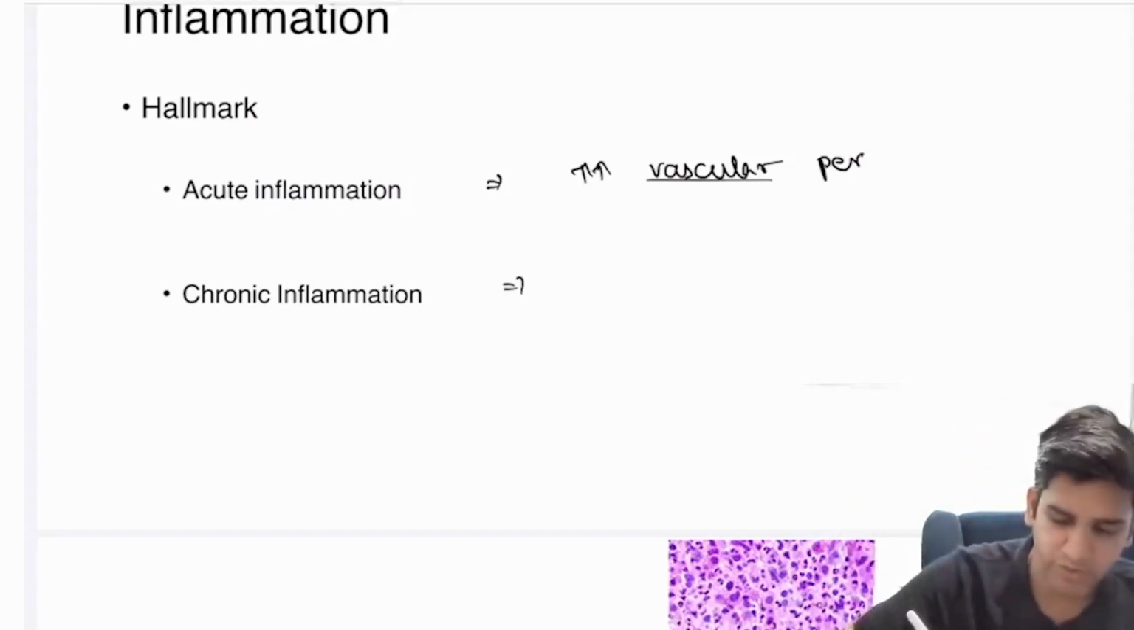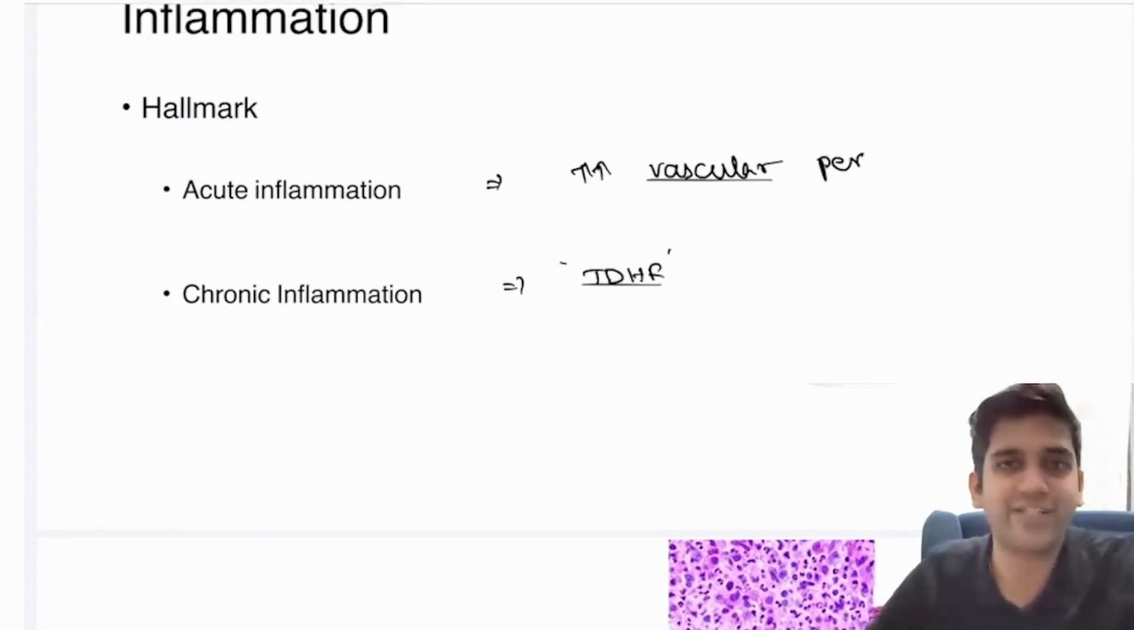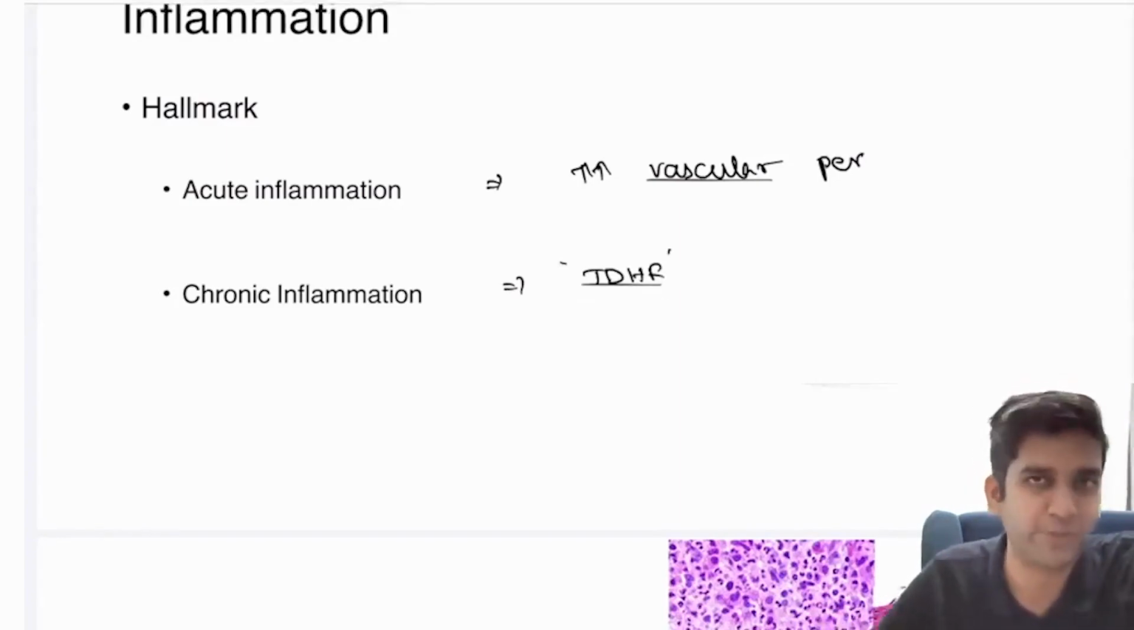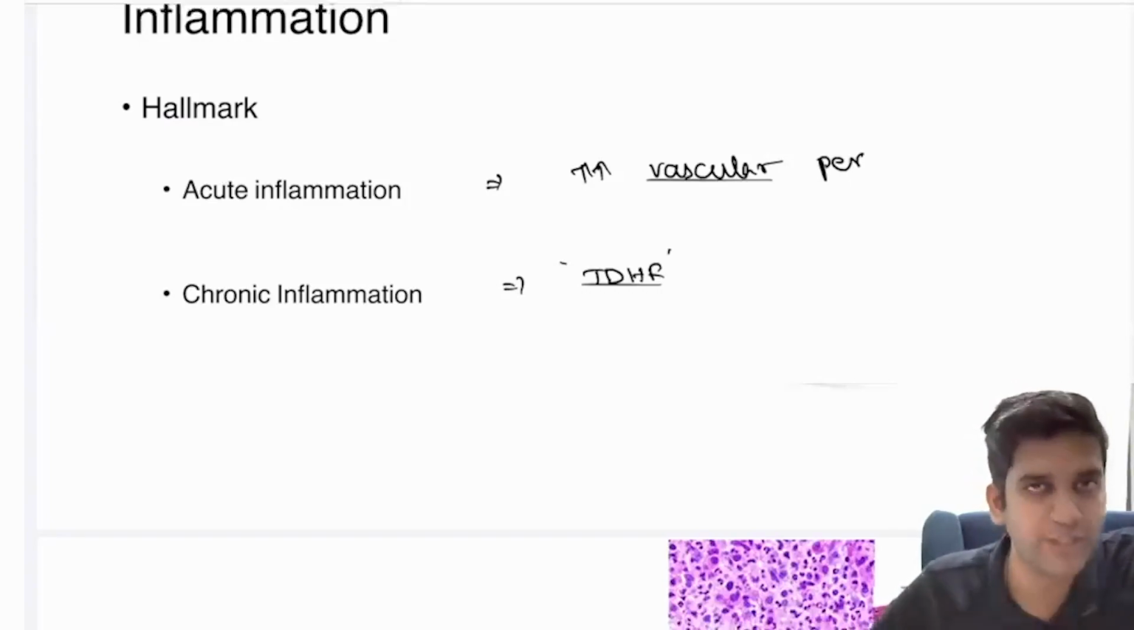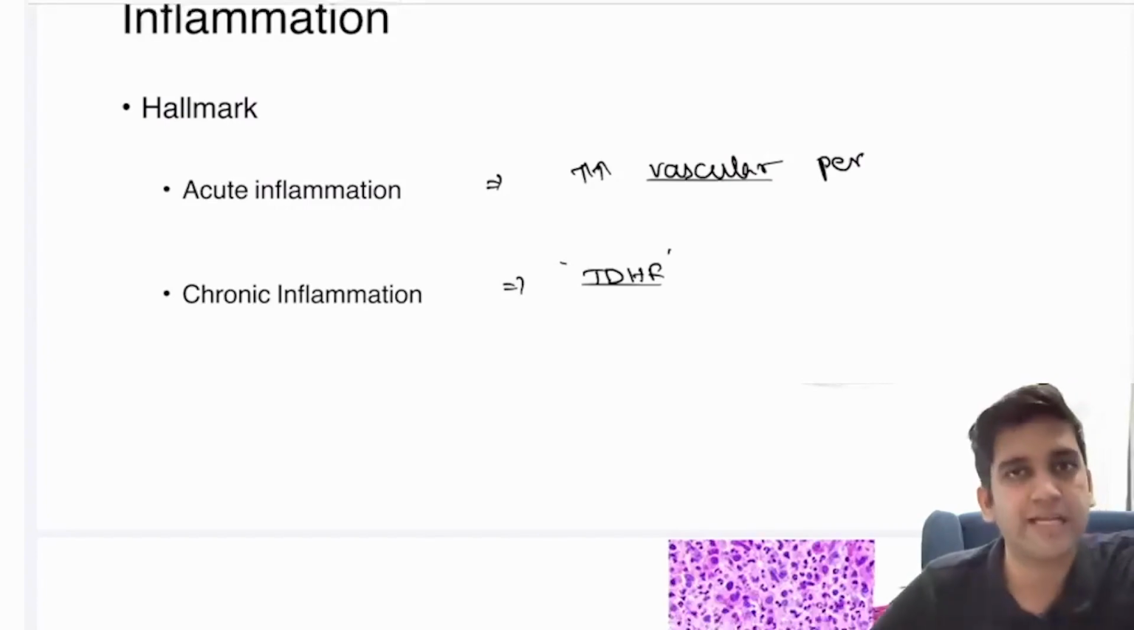Chronic inflammation, we know. There's a famous one, right? I love this one. TDHF: Tissue destruction, healing by fibrosis. Whatever chronic inflammatory state happens in the body, it will destroy that tissue and heal by fibrosis. A classical example is tuberculosis, the fibrocavitary lesion which you see on an X-ray. That's how it happens, right?